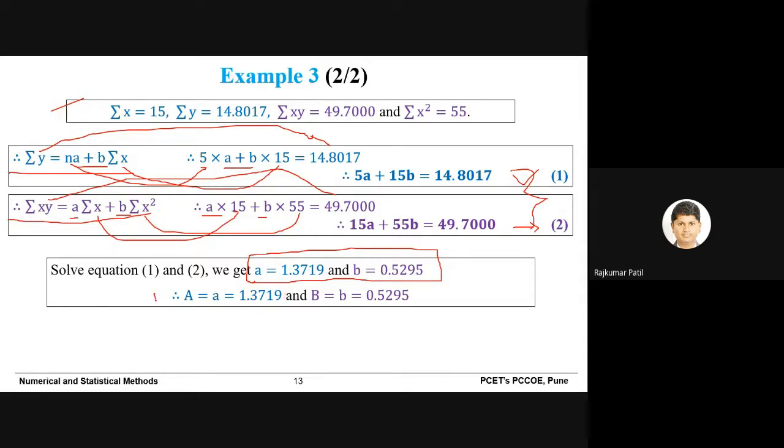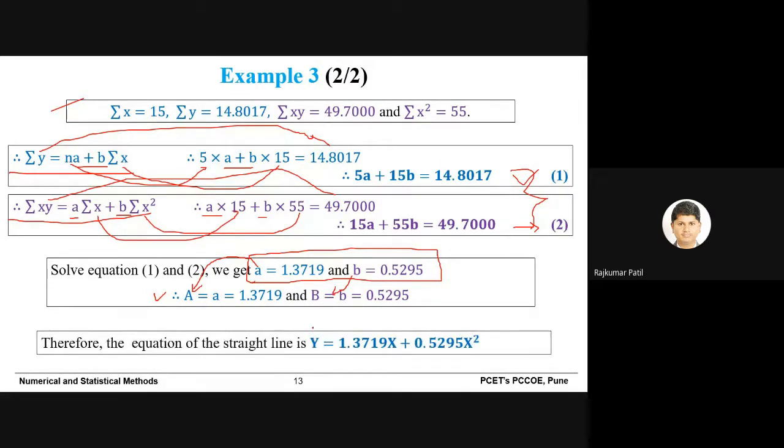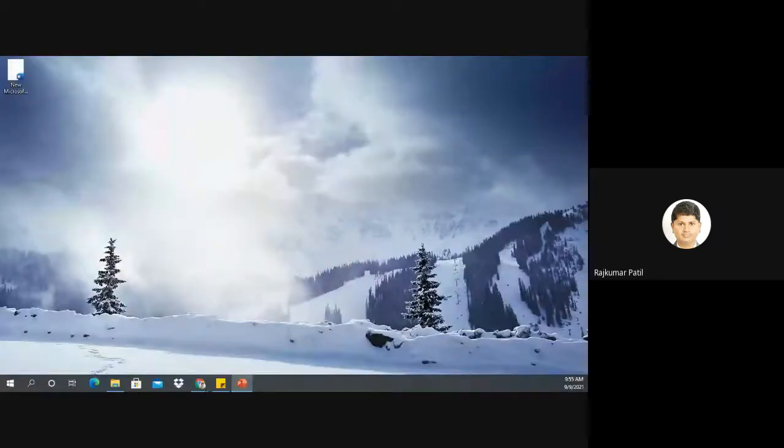0.25. And now you need to do the back substitution, because small a is nothing but capital A and small b is equal to capital B. So this is called back substitution, and when you do that, you will get capital Y is equal to 1.3719 capital X plus 0.5295 X square. So this is how you can solve the given problems. So that's it for today's session. If you have any questions, the session is open for discussion.